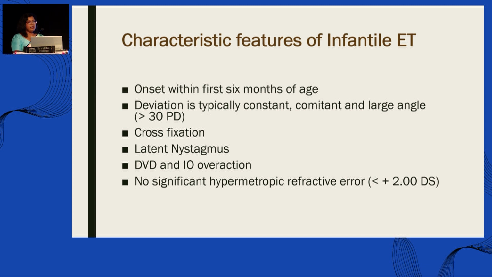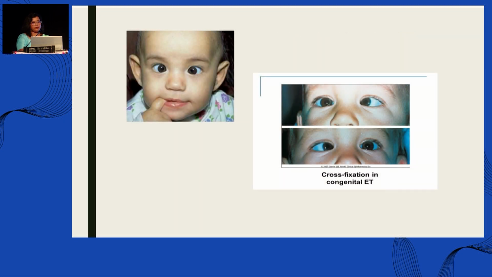Other things are associated, like latent nystagmus, DVD, and inferior oblique overaction. You may see those things later within the first year of life. Another feature is no significant hypermetropic refractive error. It should be less than 2 to 3 diopters. So these are the characteristic features, and the second photo down here shows a cross fixation.